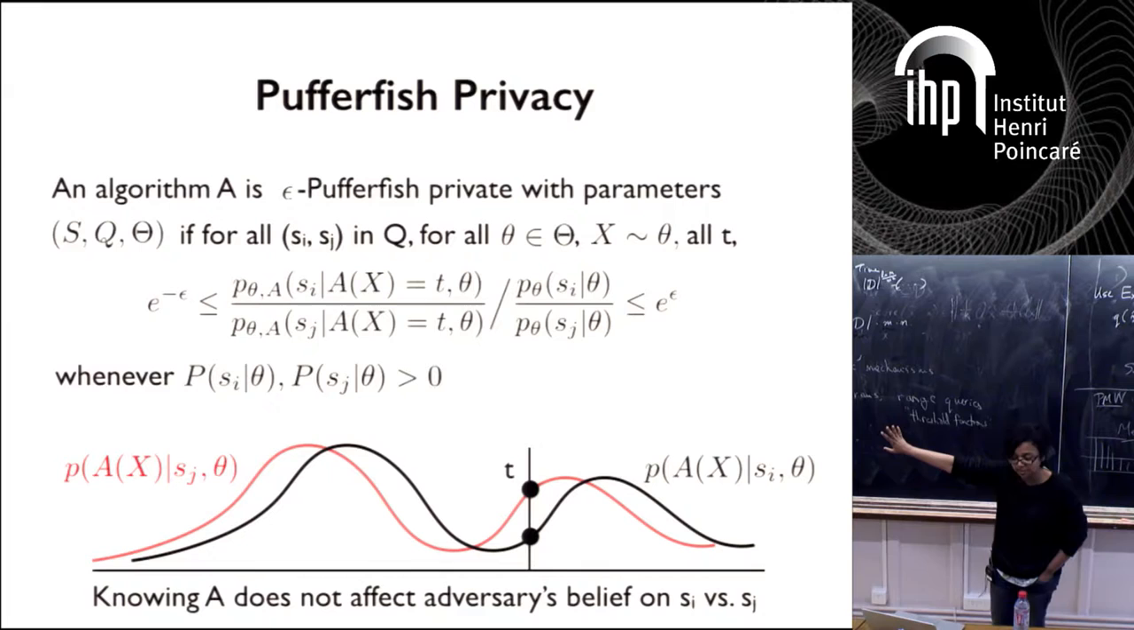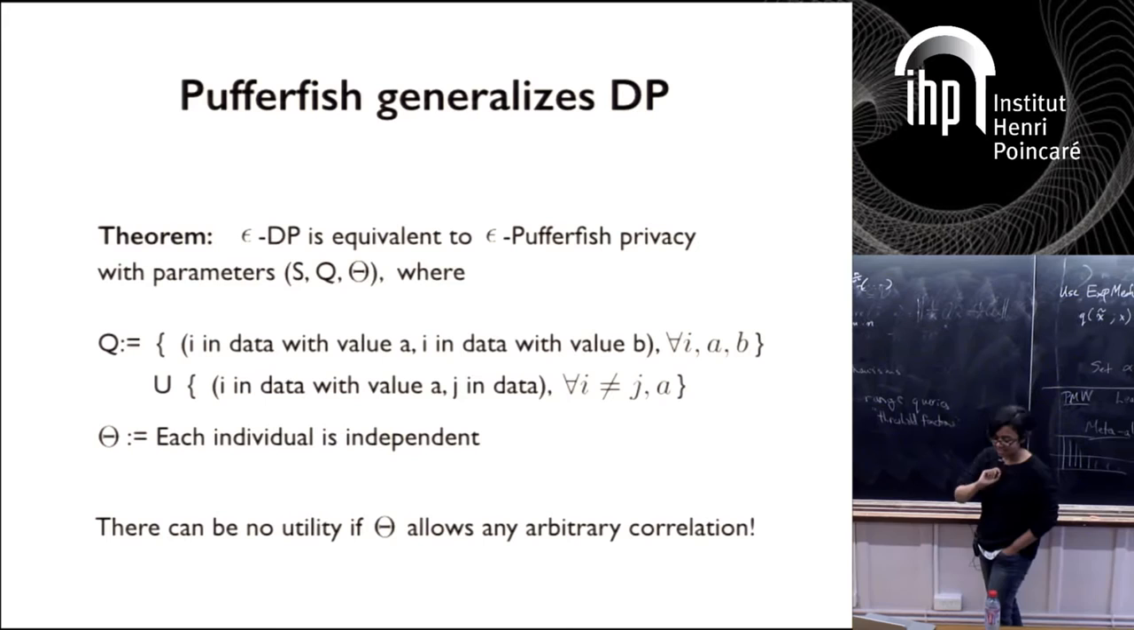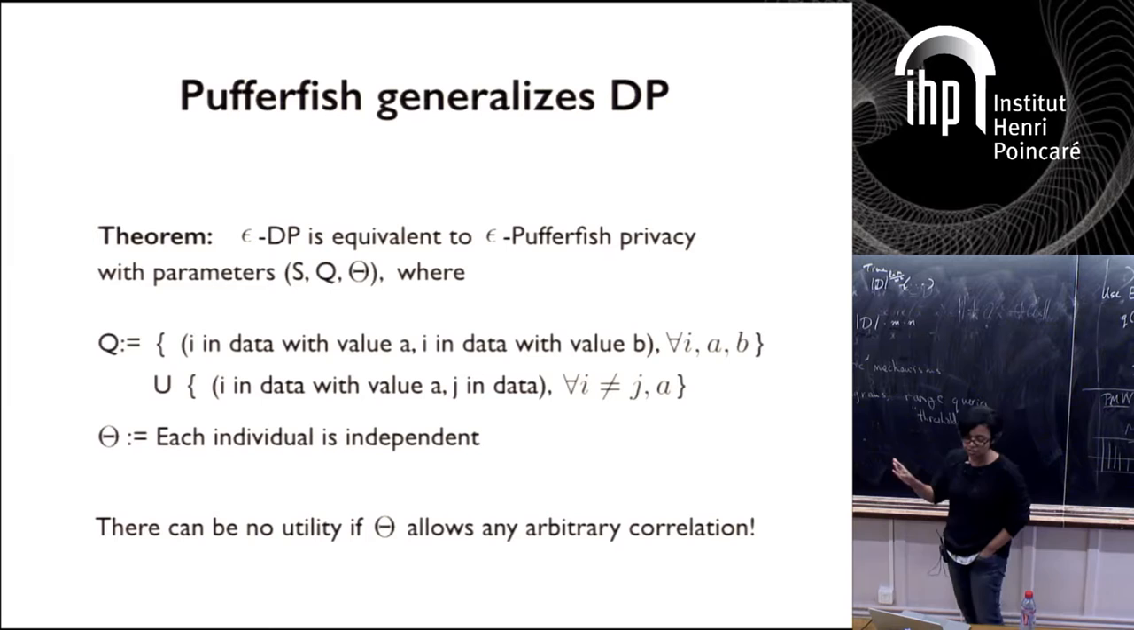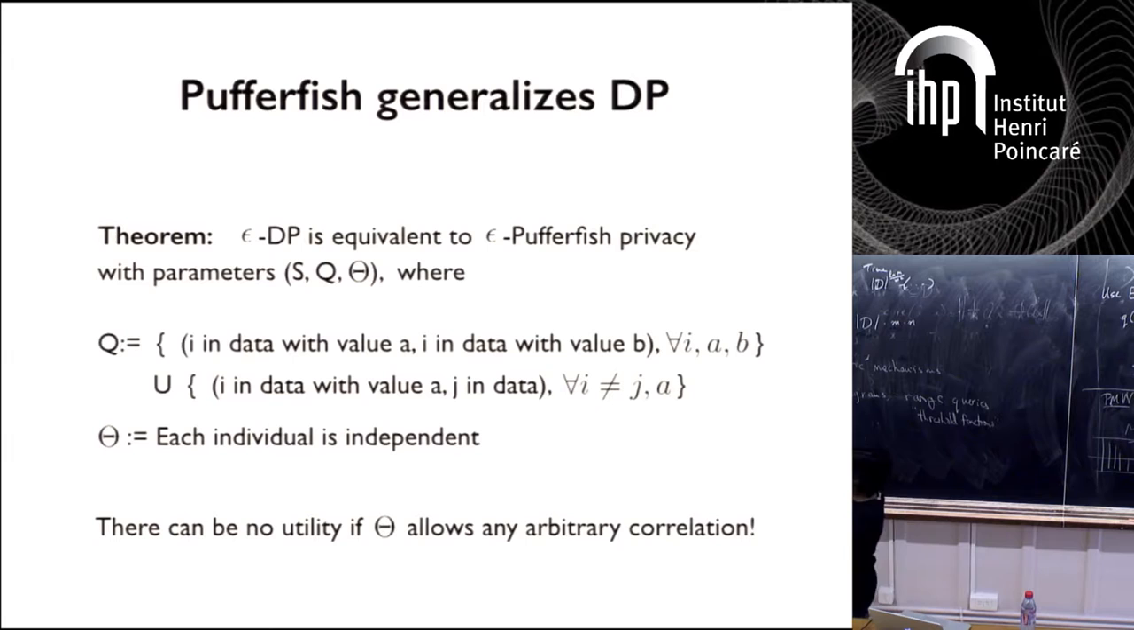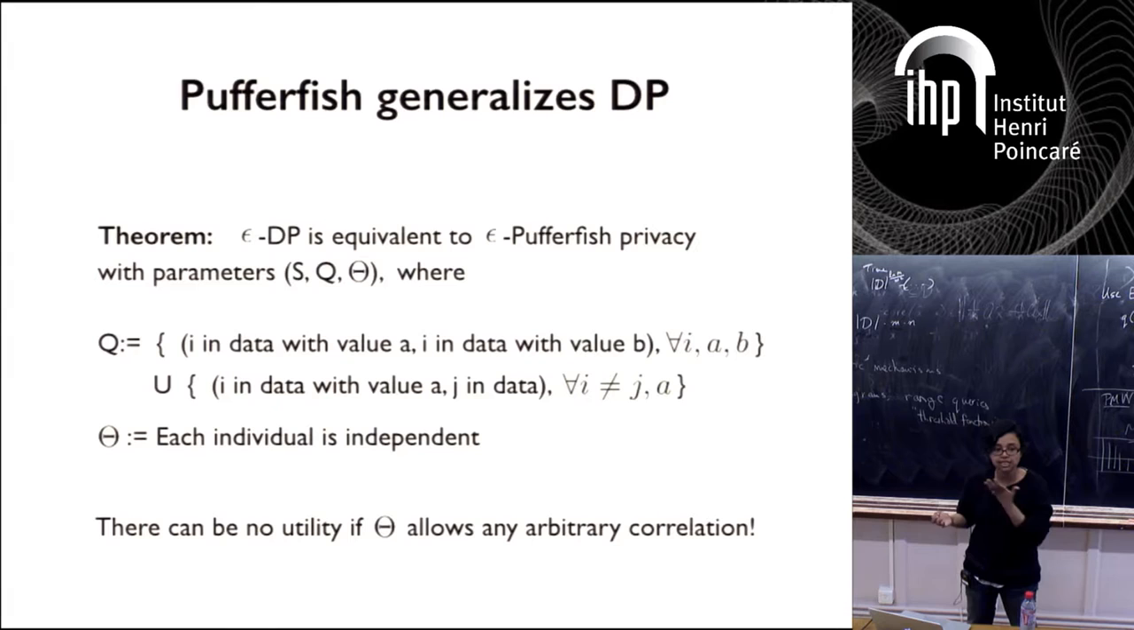Okay, so this is the interpretation, and this is where I come to Anand's question. Epsilon differential privacy, this is again the thing that they show in their paper, it's not my result, is equivalent to epsilon pufferfish privacy with parameters S, Q, and theta, where the pairs of secrets are of a certain form. And the form is, if you look at individual i in the data with value a versus individual i in the data with value b, for all i and all a, b pairs in the domain, and also individual i in the data with value a versus individual j in the data, for all i not equal to j and all a. So essentially, you're trying to look at what is the individual's value, is it a versus b for all pairs a and b, and whether this individual is in the data or some other individual is in the data. So this is your set Q, set of secret pairs, and the set theta is all distributions where each individual is distributed independently. Right? Yes.